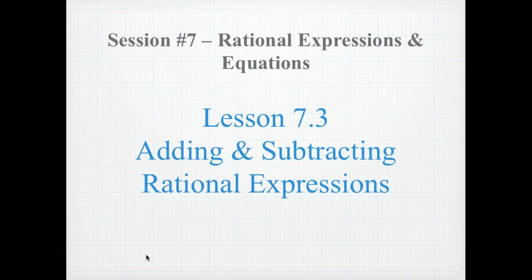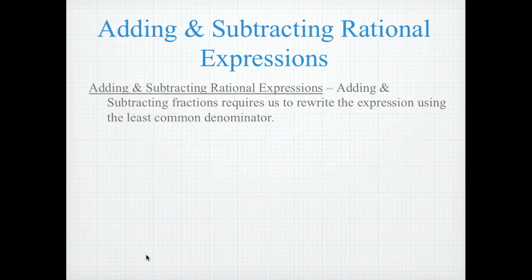Welcome to the third lesson in Session 3 on adding and subtracting rational expressions. Adding and subtracting fractions requires us to rewrite the expression using a least common denominator. The process of adding and subtracting rational expressions is as follows.